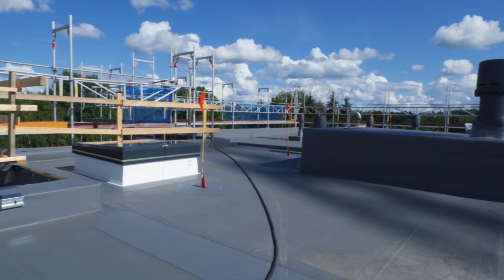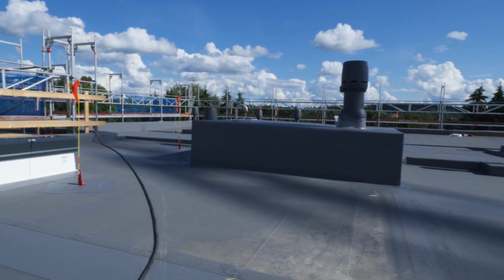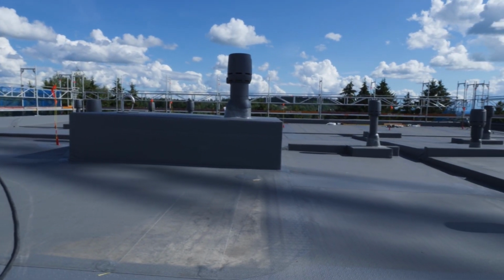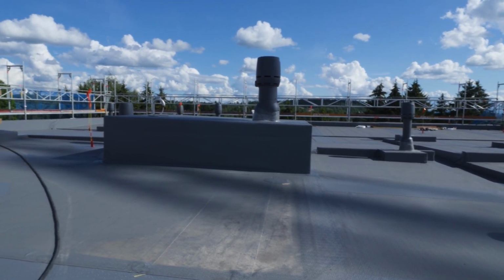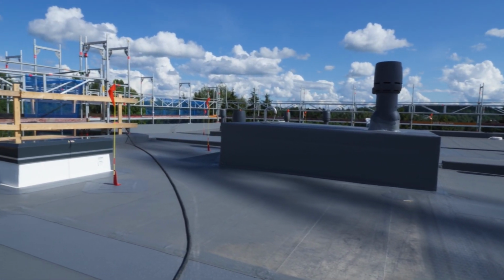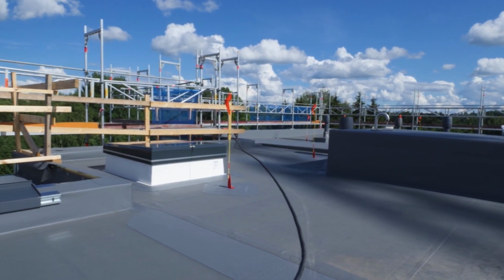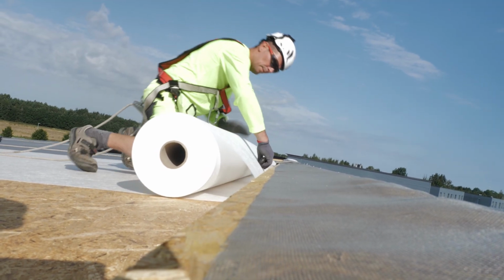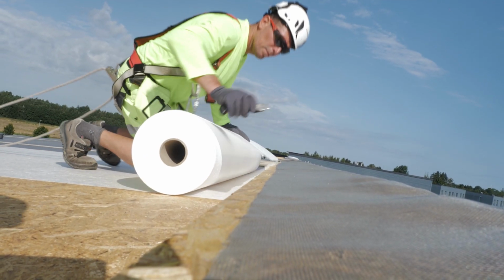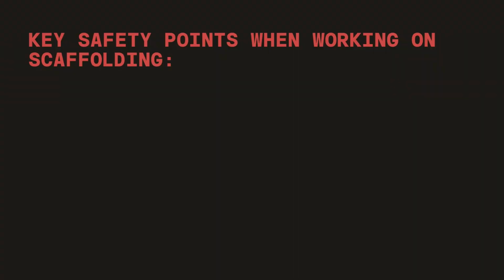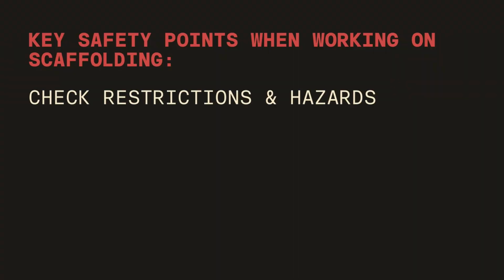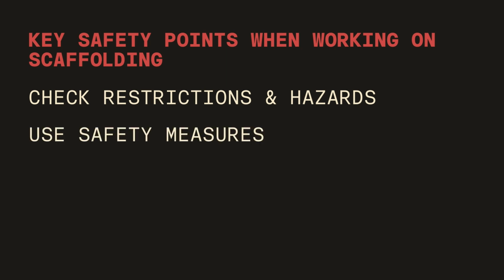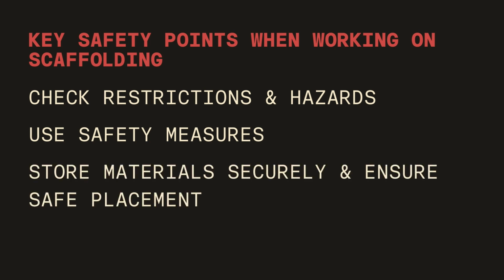For roof work, the scaffold guardrail must extend 1 meter higher than the finished roof edge all around the roof, and the distance between the scaffolding and the building under construction must not exceed 30 centimeters. In the absence of adequate guardrails or other safety devices, certified safety harnesses must be used when working at heights. When working on scaffolding, special attention should be paid to restrictions and hazards on scaffolding and work platforms, on the use of safety measures, and on the organized storage and safe placement of materials.